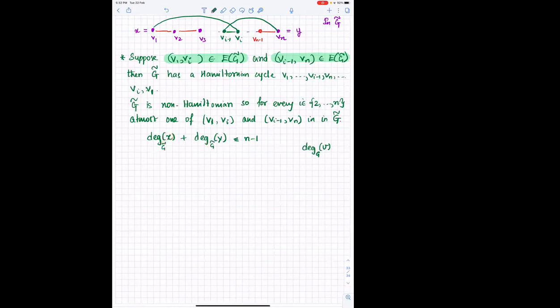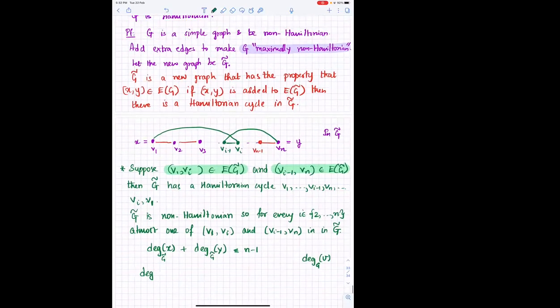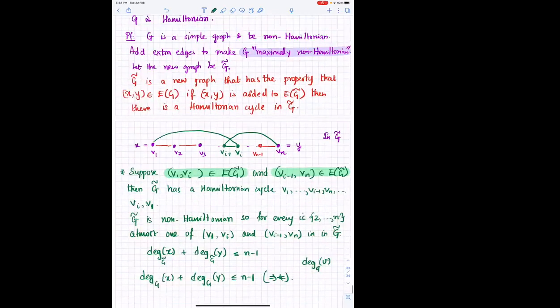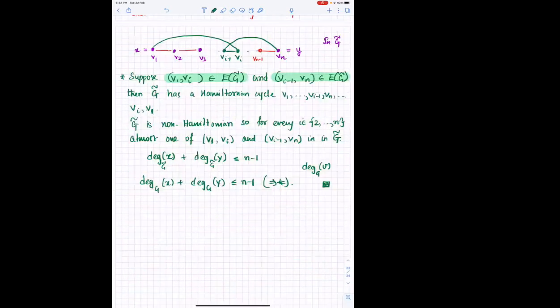So what can you say about their degrees in G? Again, at most n minus 1, because we've just been adding edges. Exactly. So what did we do to get G tilde from G? We always added extra edges, so the degree will only increase. So the degree of x in G plus the degree of y in G is again at most n minus 1, which is a contradiction. This means that if this condition is true for every pair of vertices, then the graph has to be Hamiltonian. So any questions so far? Was the proof clear?